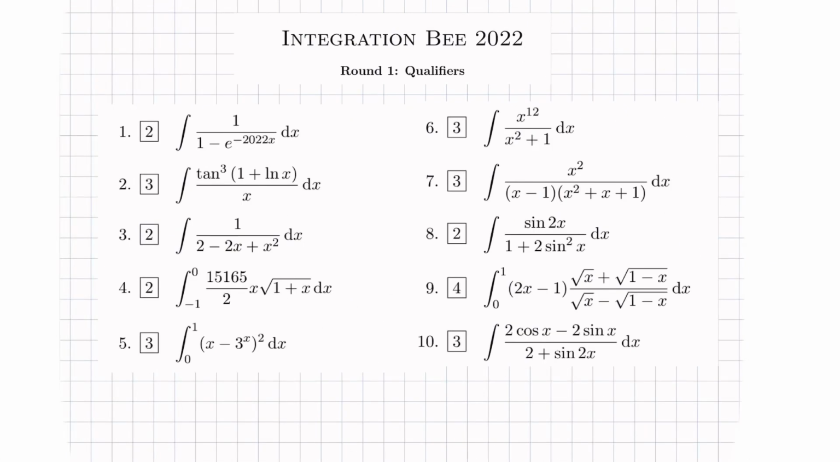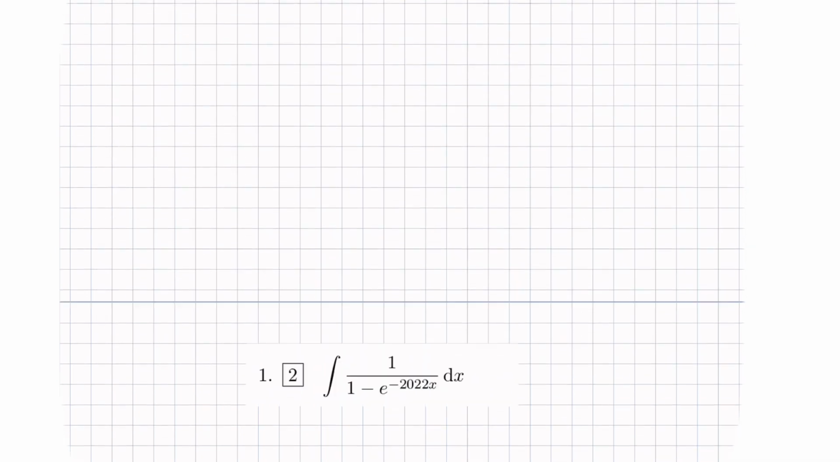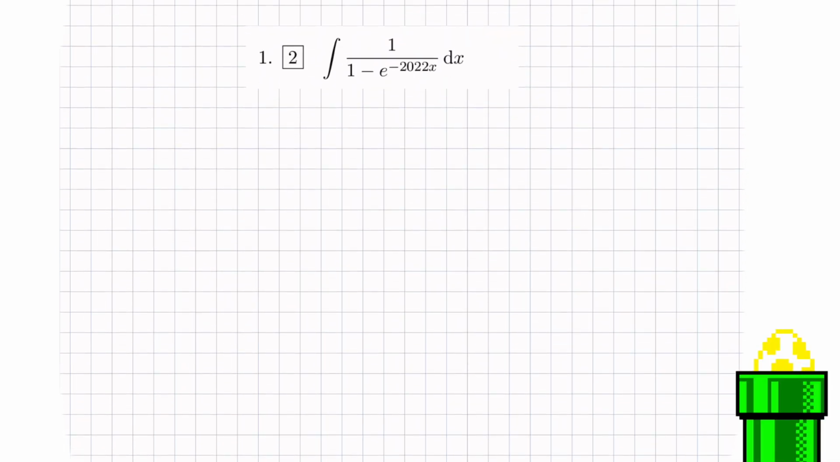The MIT Integration Bee 2022 Qualifiers Round 1, Problems 1 through 10. We're going to go through an integral obstacle course today. At any time during the video, please feel free to pause the video and try the integral yourself. Here we go. Number 1, the integral of 1 over 1 minus e to the negative 2022x power dx.